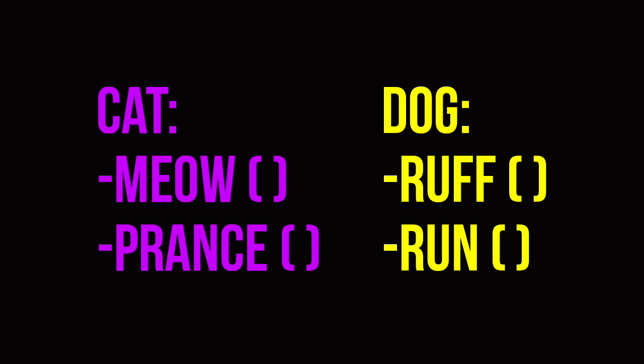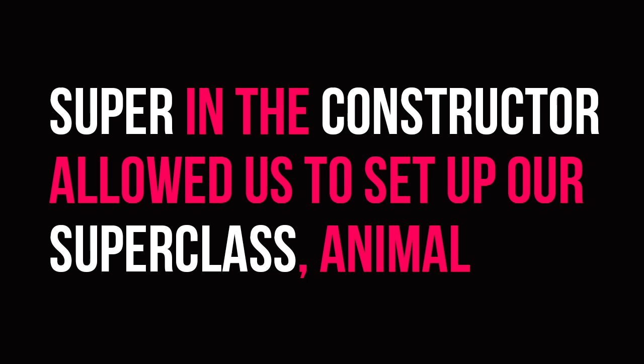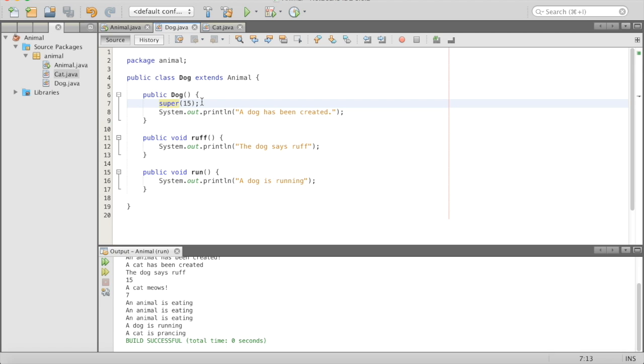So as the subclass, our dog and cat each had separate methods, and they could potentially have separate variables, but we just didn't implement it here. They each had their separate speak function, and they each had their separate run function, but they both had access to the same eat function in animal because they both extended animal. Inside of our constructors, we did something called super, and that basically accessed our animal constructor and allowed us to set up our animal that was inside of our dog, and then set up our dog afterwards. And I think that's it.